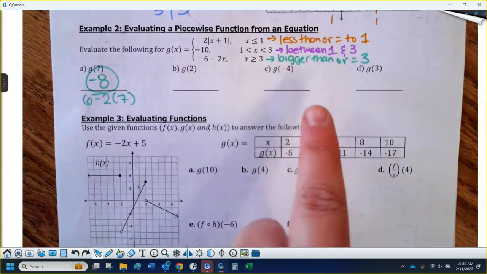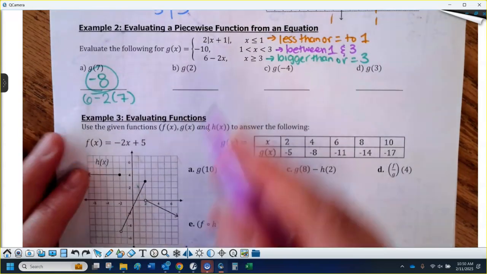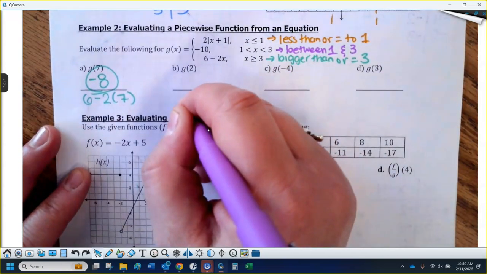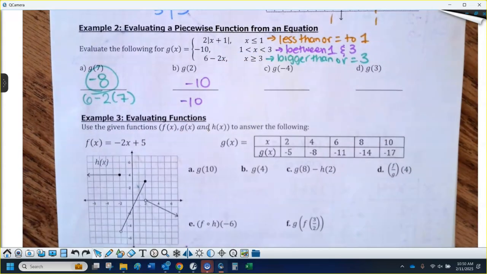So 2 would fall into the category of between 1 and 3. So we would plug this guy into the second piece. Now, the second piece is just negative 10. So there's nothing for me to plug in, if you will, for x. So it would literally just be negative 10.